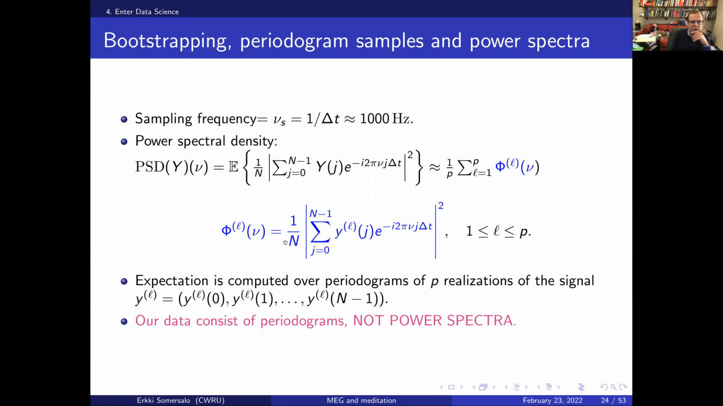So here is the Fourier analysis. If you take a vector y, which is a multi-channel vector, you calculate the discrete Fourier transform over a window of length n. You take the square of that, and that's called a periodogram. This is a random variable, and the expectation is the power spectral density. We are not really interested in the power spectral density. We are really interested in these single samples, these periodograms, which are random variables. So we treat these periodograms as data, and then we use data science tools to figure out what these periodograms tell us.